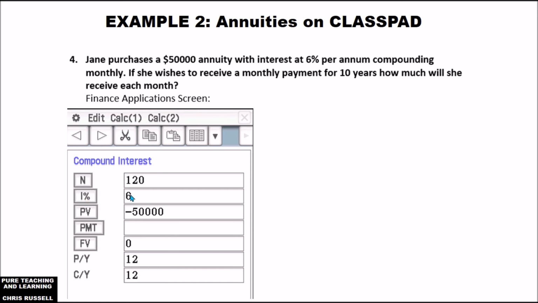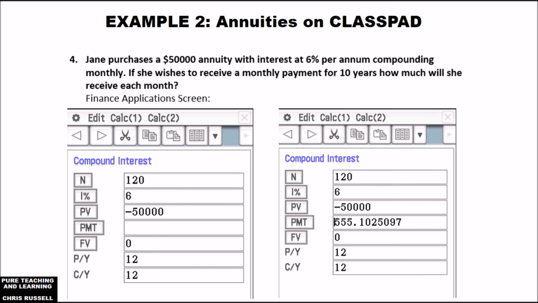Now we have our interest rate, which is 6%. Our PV is 50,000, but Jane is purchasing that 50,000, so that money is leaving her, so therefore it's negative. PMT is what we're trying to find. Our FV is 0. PY and CY, because there are monthly payments, that will be 12, because there are 12 months in a year. As soon as we press PMT, we receive our solution. So Jane's monthly payment will be $555.10.